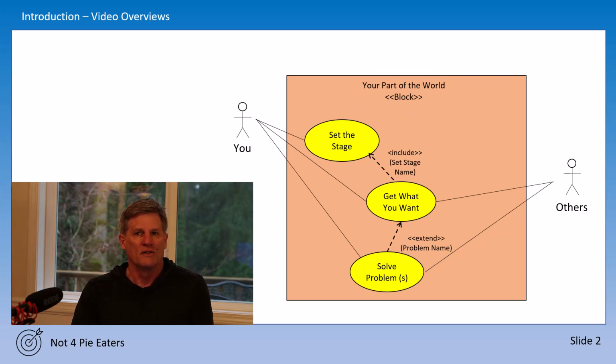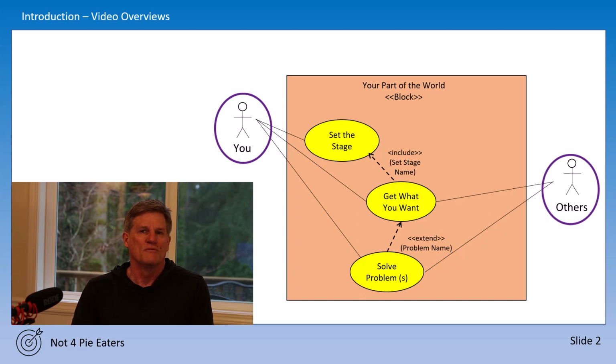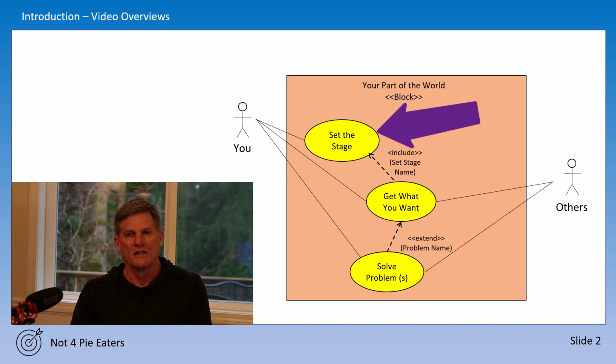And at the center of your part of the world, there's something that you think is going to improve your life to get what you want. And in your part of the world, that's where that action takes place. And who's involved? Well, there's you, and then there's other people that are involved. And before you can get what you want, sometimes there's things that you need to do beforehand. I call that set the stage.